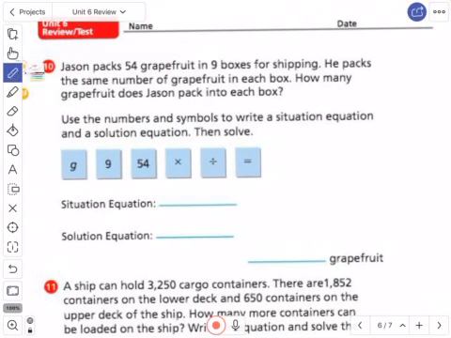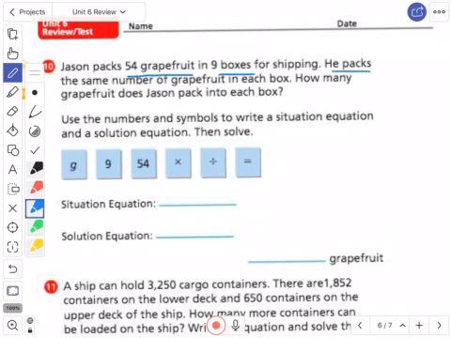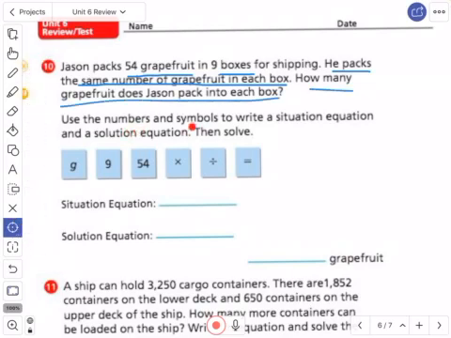So, Jason packs 54 grapefruit in 9 boxes for shipping. Okay, so it already sounds maybe like splitting some stuff up. He packs the same number of grapefruit in each box. How many grapefruit does Jason pack in each box? Okay, so use the numbers and symbols to write a situation equation and a solution equation, then solve. Okay, so you're going to have 2 parts here.